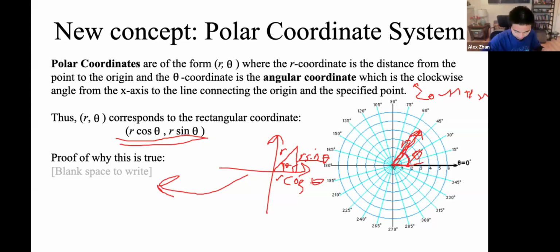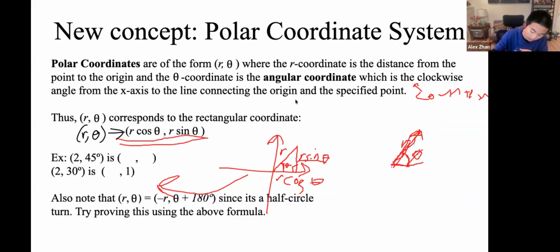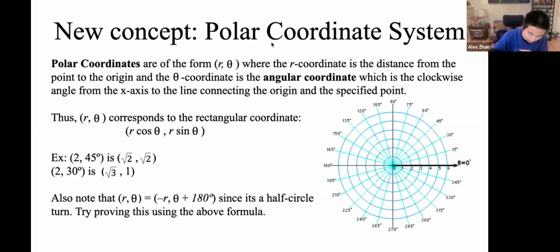Okay, so that's the explanation of why the translation from polar to rectangular coordinates looks like this. Your point (r, theta) is equivalent to this in the rectangular system. Okay, so next we will talk about, okay, sure. Let's see.